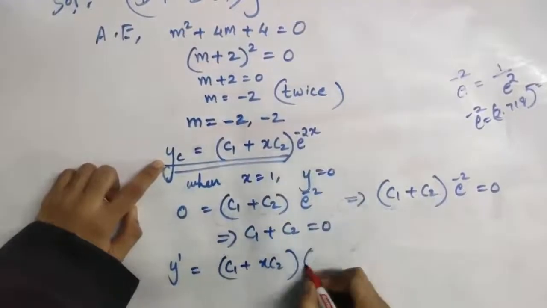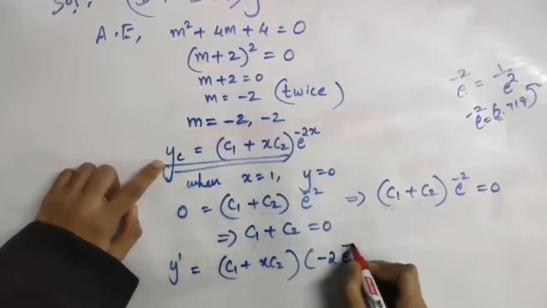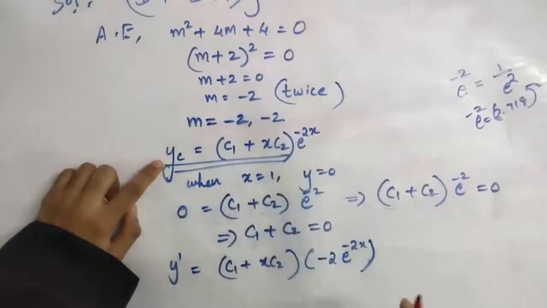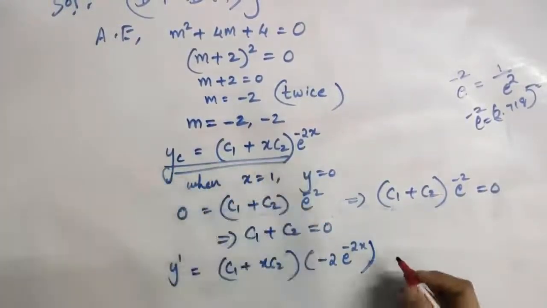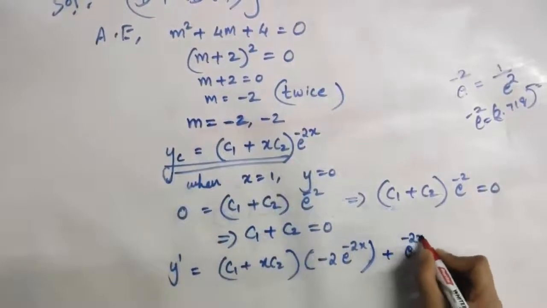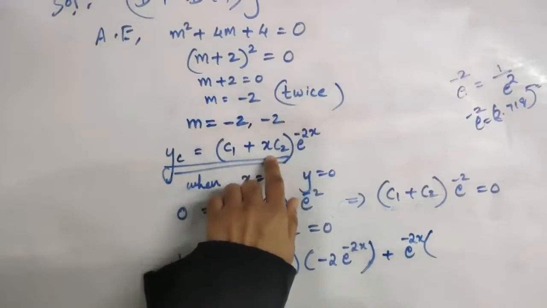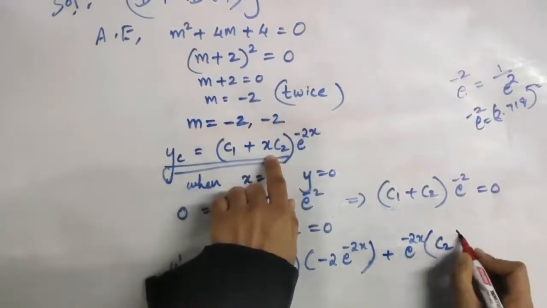Differentiate e to the power minus 2x. So it will be minus 2 into e to the power minus 2x. This is the derivative of the exponential term. Now we should differentiate the bracket keeping e to the power minus 2x as it is. Differentiating this c1 with respect to x, it will be 0. Differentiation of the second term, it will be c2.